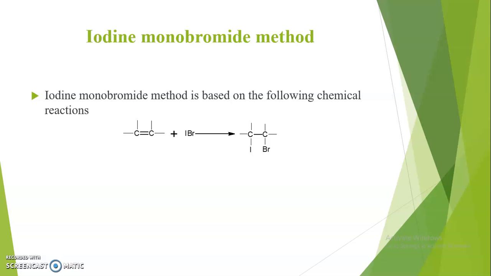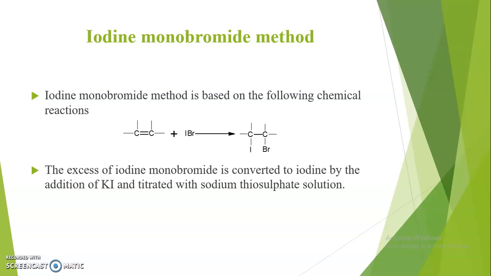Now here, iodine is liberated because of the excess amount of iodine monobromide that we have used. Remember that in the first step we use an excess amount of iodine monobromide. For example, if we use 50 ml of iodine monobromide, say half of it, that is 25 ml, is required to react with our fat and oil sample, so that it carries out the conversion of all the unsaturated bonds into saturated single covalent bonds.